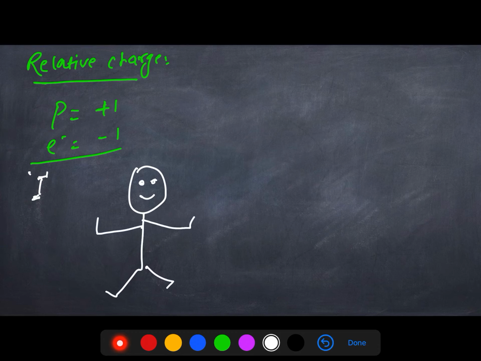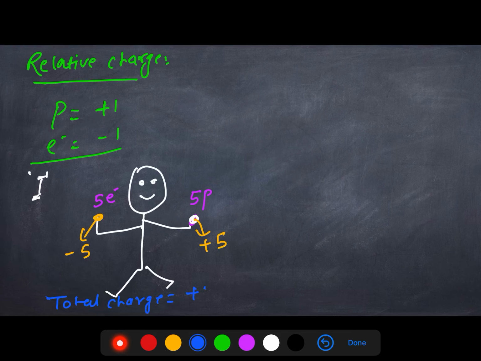Here we have a person. Just assume in his right hand he is carrying 5 protons and in his left hand he is carrying 5 electrons. Can I say that his right hand carries +5 charge? Because one proton carries +1, so 5 protons carry +5, and his left hand carries -5 charge. So his right hand carries +5 and his left hand carries -5.